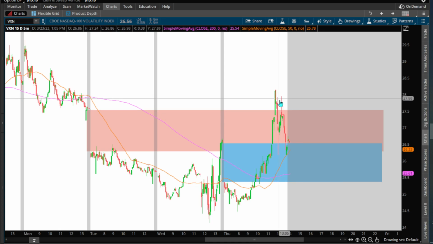And then ultimately, where did we end up? Well, we ended up right on top of this blue gap zone. So we essentially ended at the top of this gap zone right here.